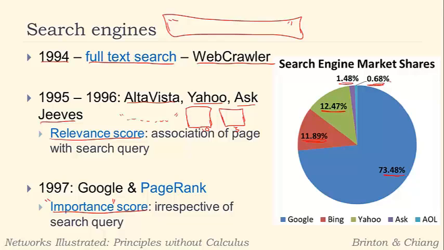And we'll start looking now at how the importance score has an impact on the search result page that you see when you do a Google search.